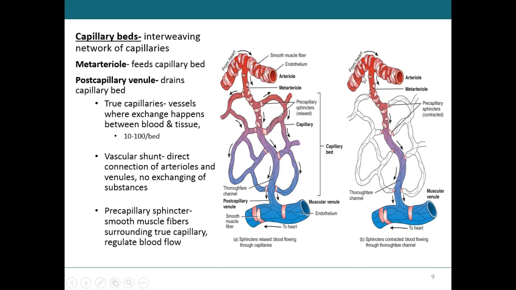So what if we want to restrict blood flow to that area? If these precapillary sphincters clamp down, then blood has nowhere to go except right through this vascular shunt. Okay, so the blood doesn't get routed out into these capillaries. So the nutrients, the oxygen, all of the good stuff stays in the blood and continues into circulation. Can you think of a situation where this might happen? I'm giving you a moment to think.